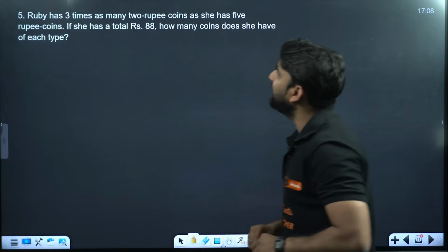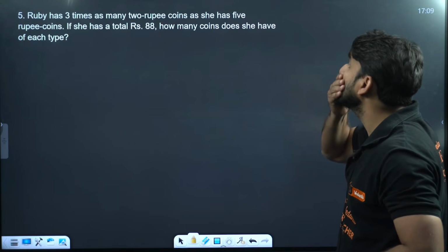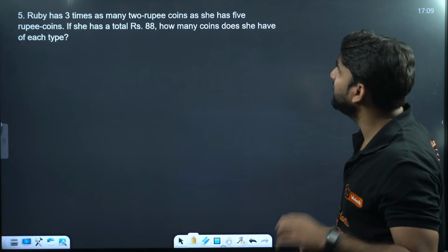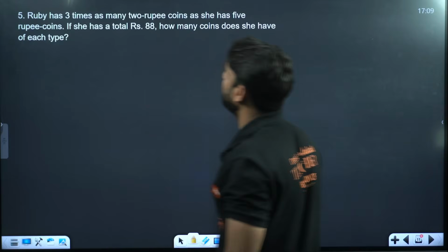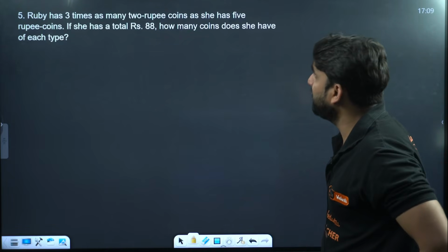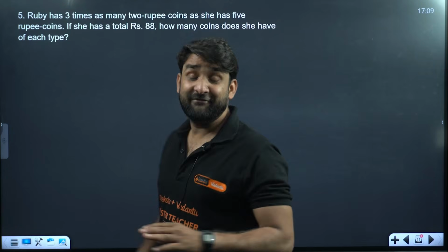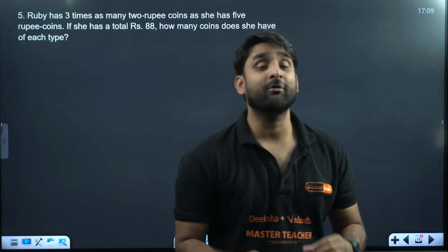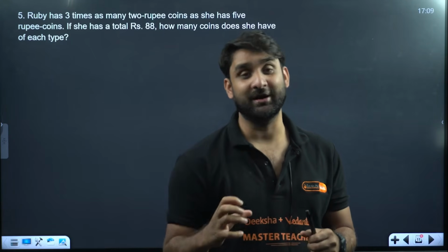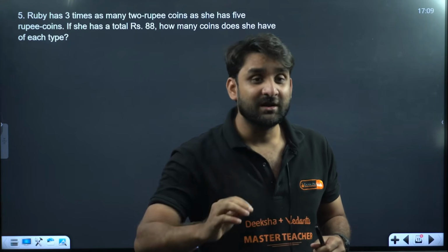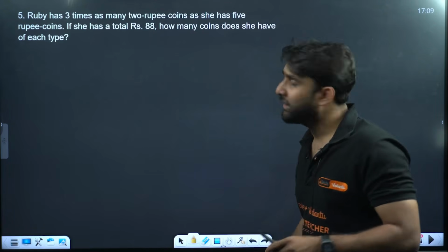Ruby has 3 times as many 2 rupees coins as she has 5 rupee coins. If she has a total of rupees 88, how many coins does she have of each type? Very easy question. Everything depends on forming the equation. Making the equation is very important. And how can you make the equation? Without supposing the value which is unknown to you, you cannot form the equation.